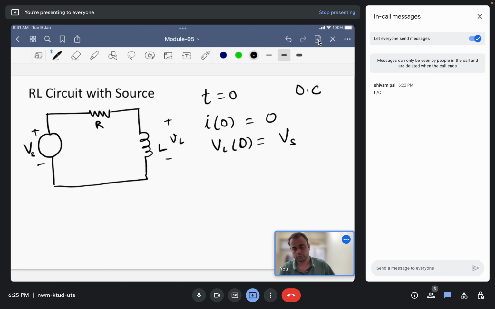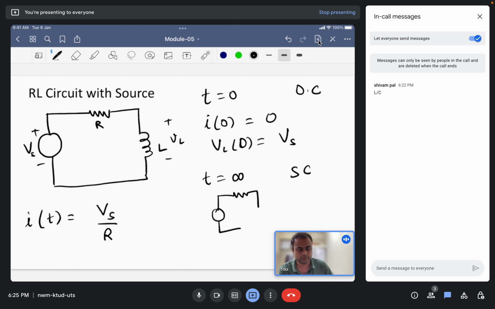Okay. So again in this case, we can write the expression for the current, I of t. So I of t will be Vs by R, that is the source voltage divided by R. Since the final current through the inductor as t tends to infinity, it will be a short circuit. Therefore, the voltage source will be directly connected to the resistor, since the inductor becomes a short circuit. So the current flowing through this loop, I, will be Vs divided by R. That is why I of t is Vs by R.